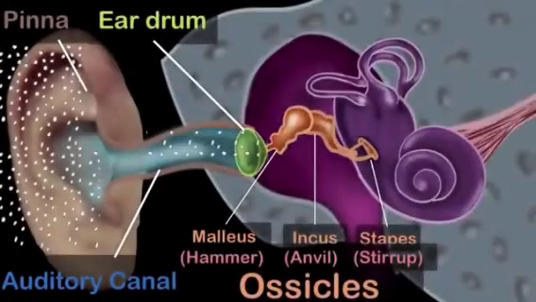And that brings us to the inner ear. The inner ear consists of a bony structure, which is shown in purple.